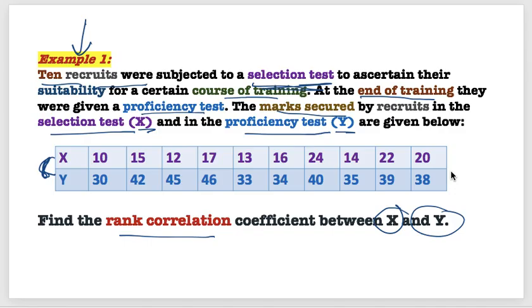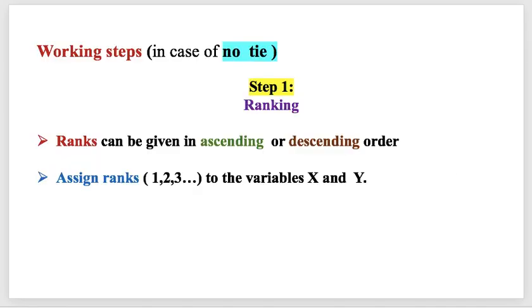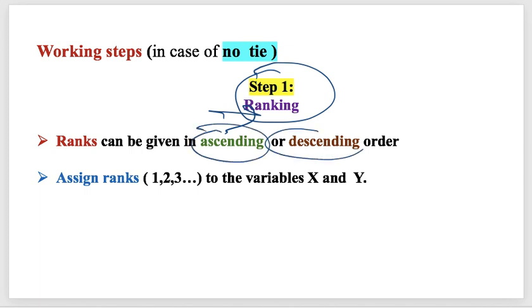First of all, let us see what step number one is. Since we observed that there is no repeated entry in X and Y, the ranking part is step number one. You will see there are basically only three steps: ranking, difference, and the evaluation part. So the first step is how we do ranking. We can give rank in ascending or descending order. Both will serve the purpose. So we can assign ranks 1, 2, 3.